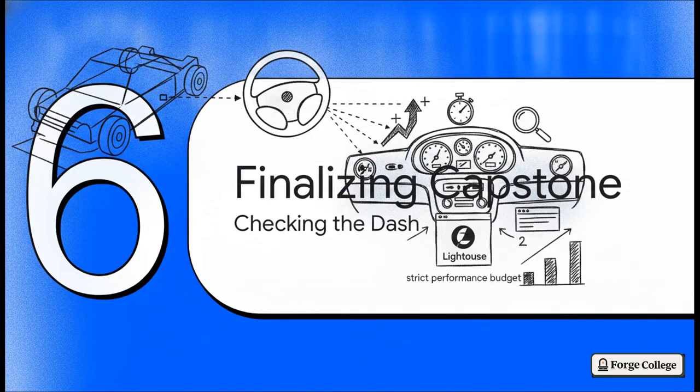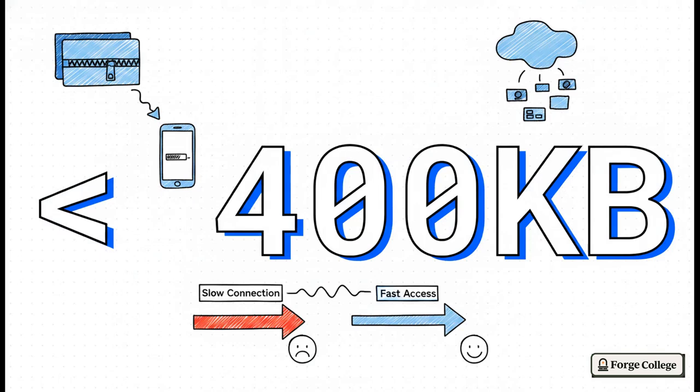Section 6. Finalizing the capstone. Checking the dash. We've built the chassis, we've installed the steering wheel, and now we need to run our diagnostics. We're going to use audit tools, specifically Lighthouse, to measure our new UI against a very strict performance budget. Our first major target, less than 400 kilobytes. We want our zipped app shell bundle to be strictly under this limit.